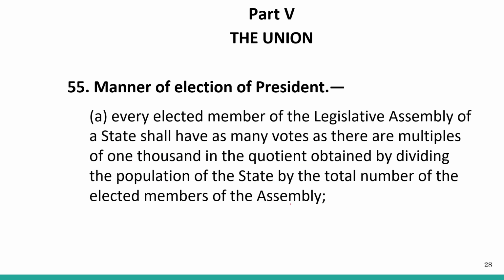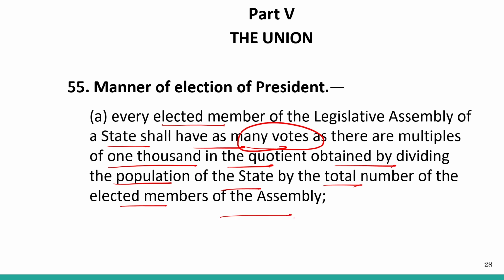And what is that manner? Every elected member of the legislative assembly of a state shall have as many votes as there are multiples of 1000 in the quotient obtained by dividing the population of the state by the total number of elected members of the assembly. Okay. What does that mean?